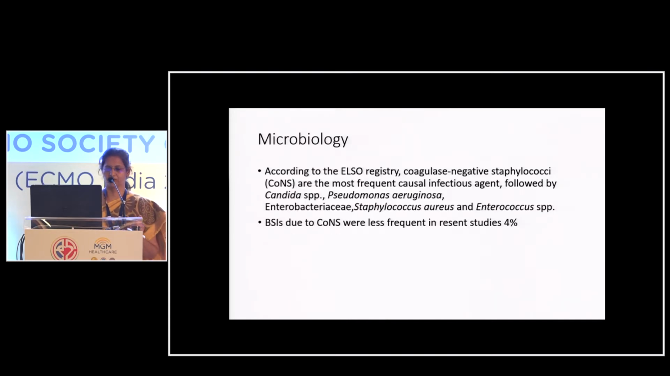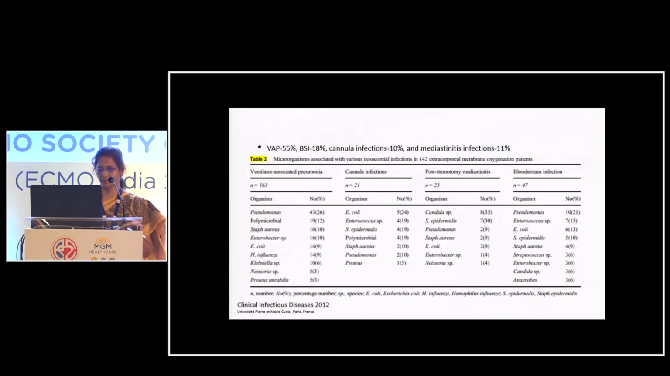Now, microbiology. According to the Extracorporeal Life Support Organization registry, coagulase negative staphylococcus is the most frequent causal infectious agent, followed by Candida and Pseudomonas aeruginosa. But the recent studies have shown coagulase negative staphylococcus with a less frequent incidence.